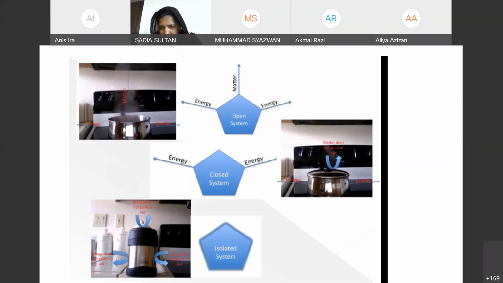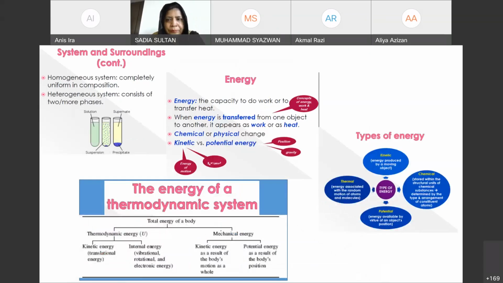Here, closed, only the energy is exchanged. You see, it is closed, right? So matter does not go out nor come in. Okay, only the heat energy is transferred. For the isolated system, you can see this one. Neither energy nor heat nor mass is exchanged. So it is called an isolated system.